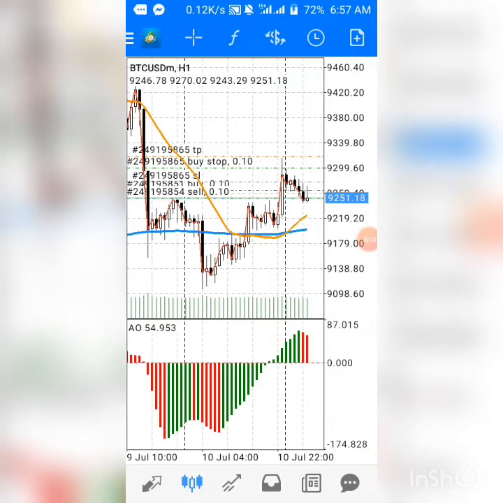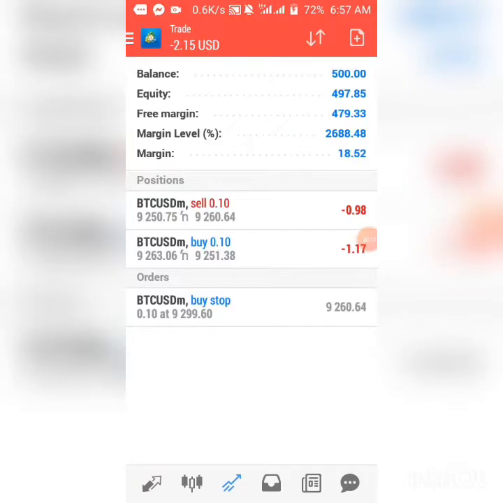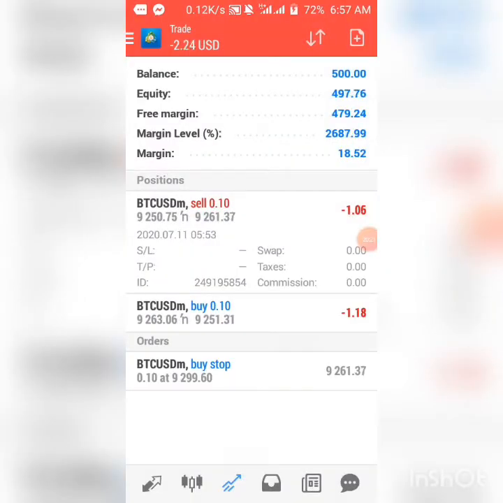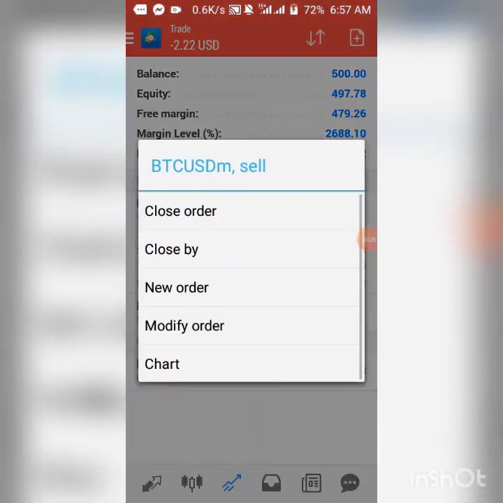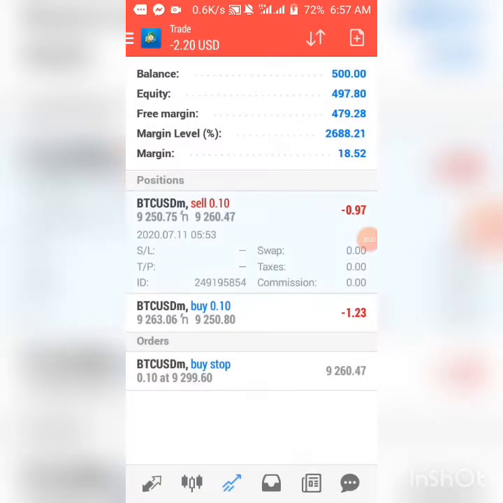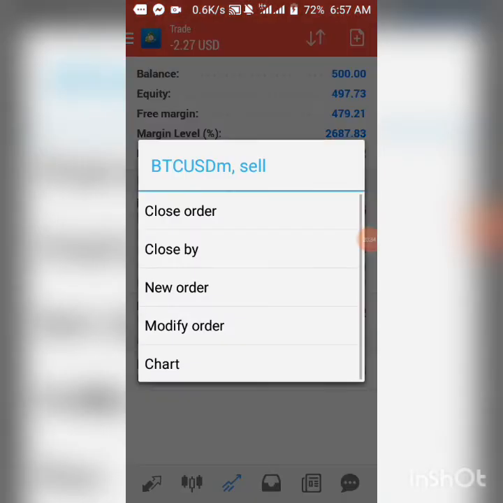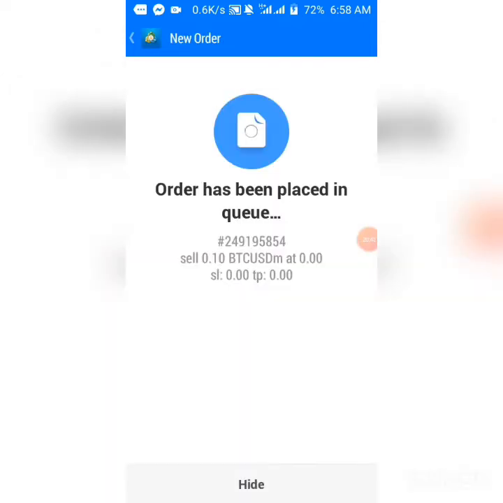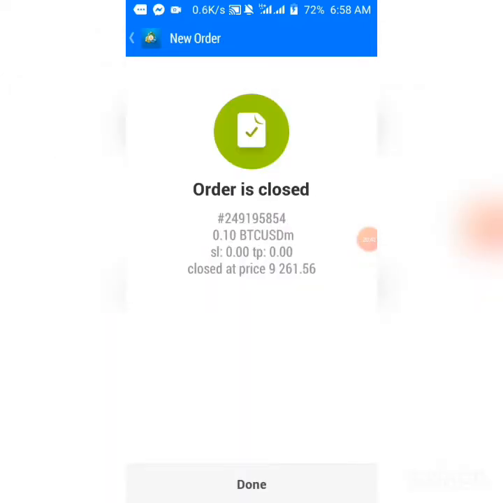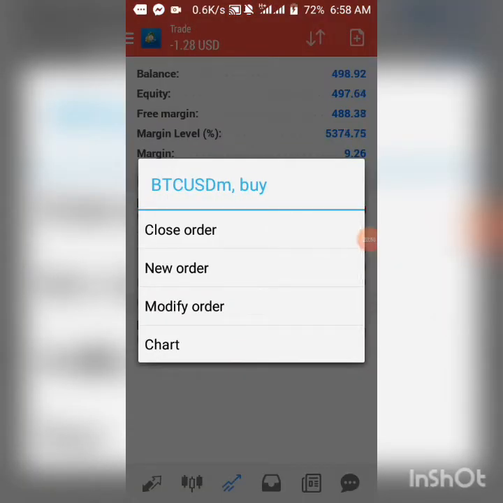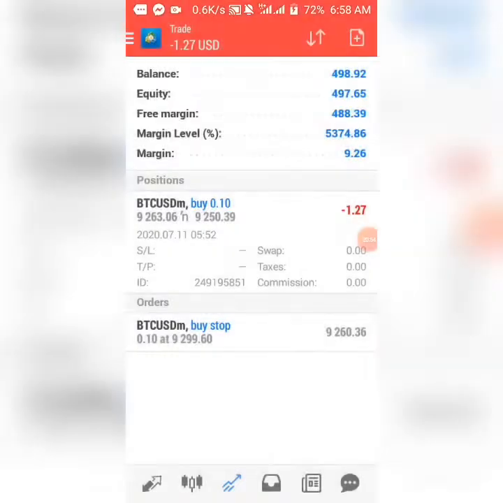So if I want to delete all the orders, I just press down. Like if I want to delete this sell order, I press down on it. You can see close order, close by. If I want to close this sell order, press down on it, close order. So I'm going to press this close order button. Then I'll close at a loss of minus 0.97. Now the order is closed. So if I want to close this running buy order as well, I press down on it and press the close order. This order is also closed.